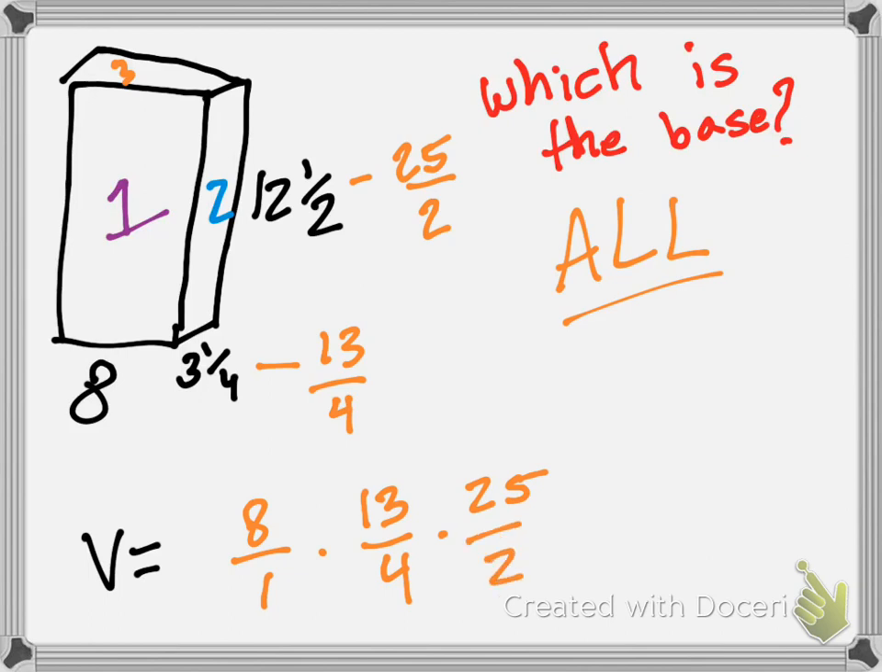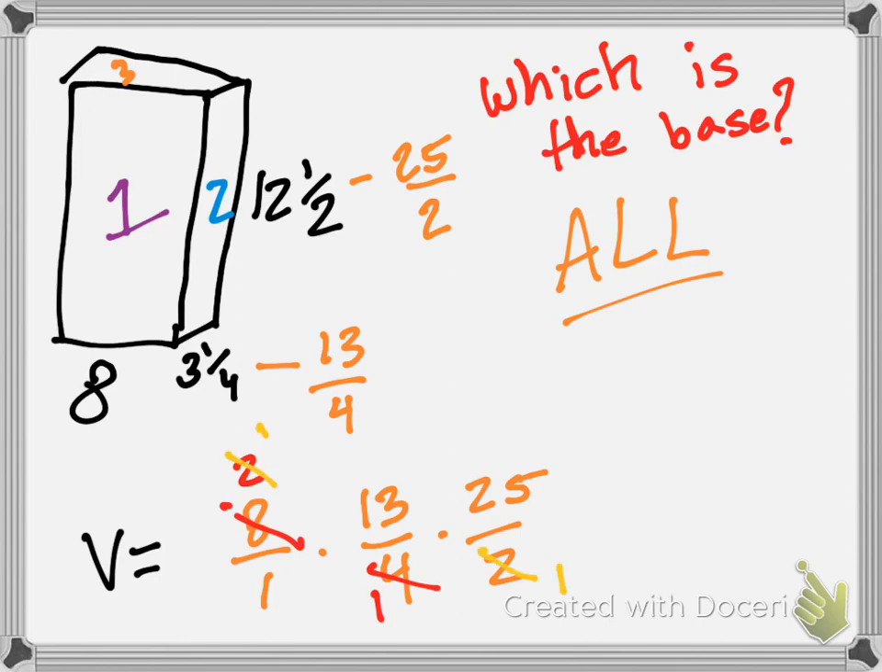Let's do some cross-canceling before we get too far into this business. I'm going to get rid of 8 and 4 and turn it into a 2 and a 1. Is there anything else I can cross-cancel? No. What do we think? There is one more thing. Oh, yes. The 2s. So we can cancel out that 2 to make it a 1 and this 2 to make it a 1.